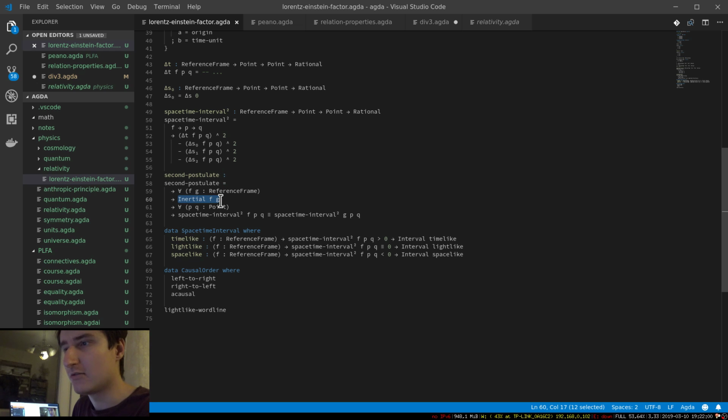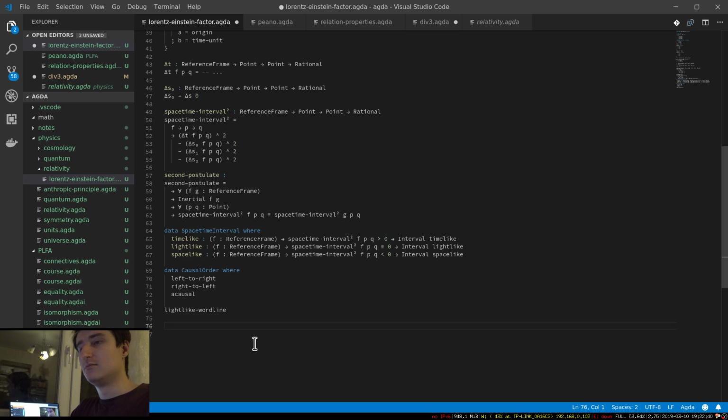What that means is that either frame is not accelerating with respect to points of the other, but rather the frame maybe has velocity, so it's moving with respect to the other, but not accelerating at all. Or maybe it's static, in which case it is the same as the other reference frame.